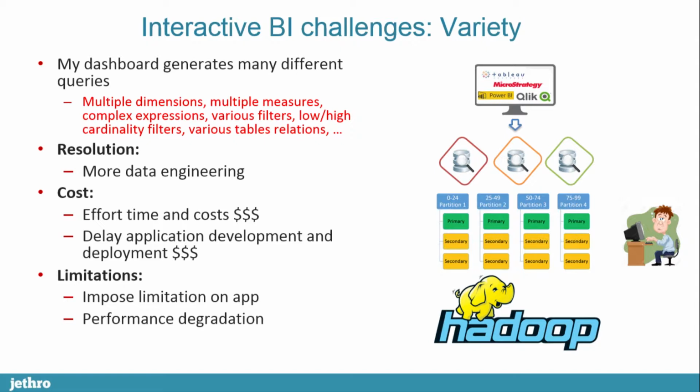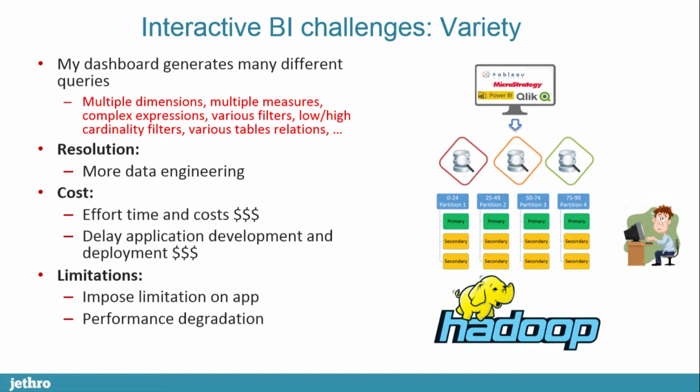Because then we come to the second dimension, the variety of the queries. We have joins. We have different types of measures. We have distincts. We have filters. I've seen dashboards where each interaction can send 15 queries. Each one of them is different.